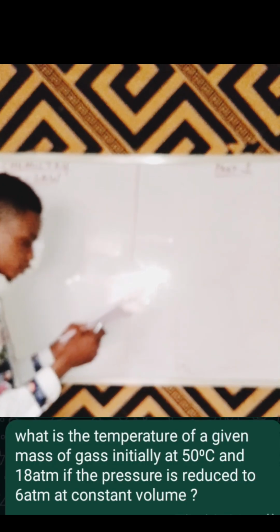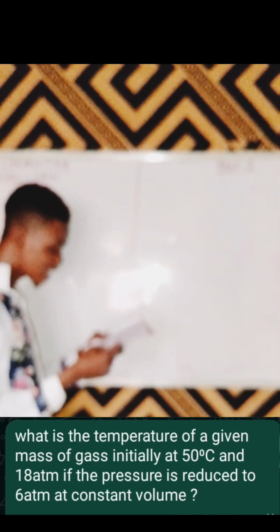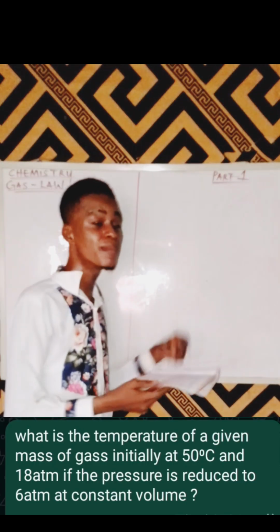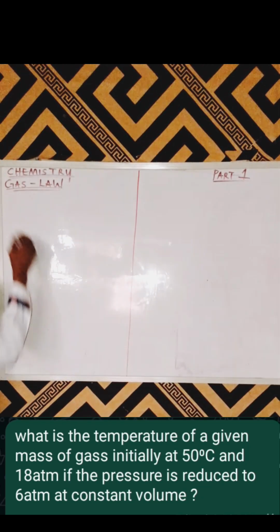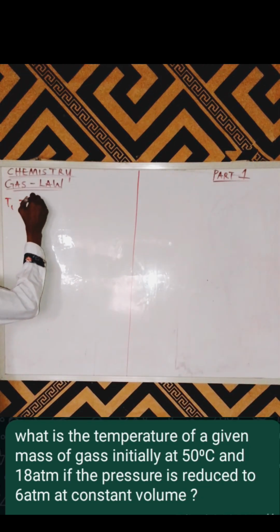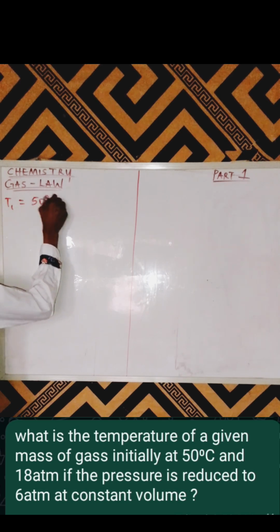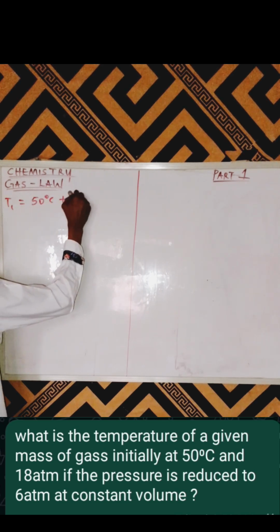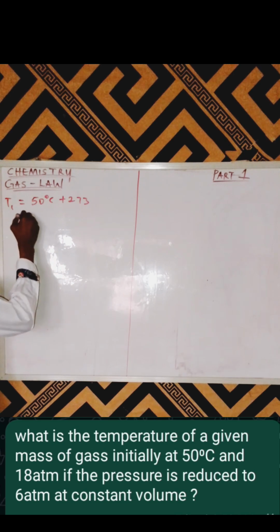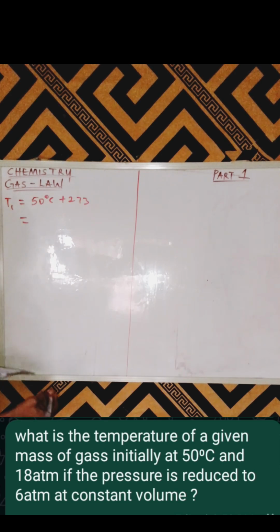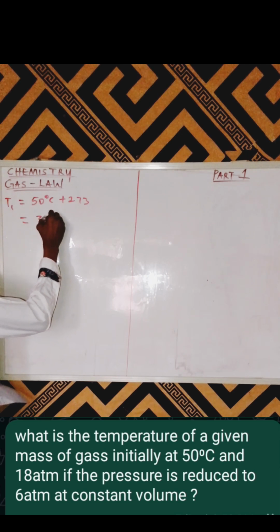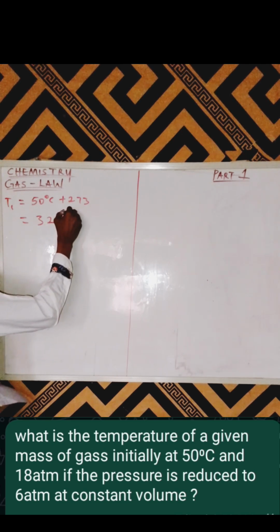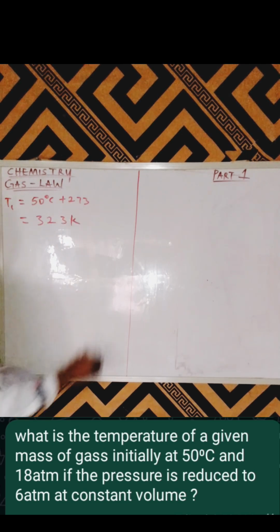Now let's solve this one real quick. They said, what is the temperature of a given mass of gas initially at 50 degrees Celsius. It means that its first temperature was 50 degrees Celsius. So T1 was initially 50 degrees Celsius, converted to Kelvin by adding 273. So what is 50 plus 273? So I'm going to have 323 Kelvin.